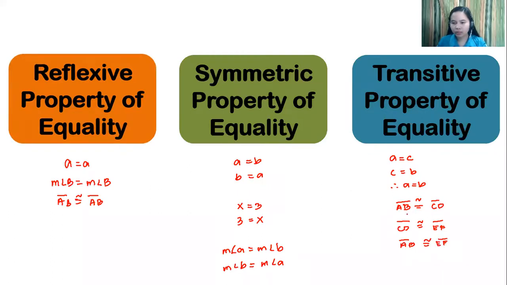Okay? This is for the segments. Let's have the measurements. Let's say measure of angle A is equal to 30 degrees, and then measure of angle B is also equal to 30 degrees. Therefore, you can conclude that measure of angle A is equal to the measure of angle B. That is transitive property of equality. So we have reflexive, symmetric, and transitive. Okay? Next.